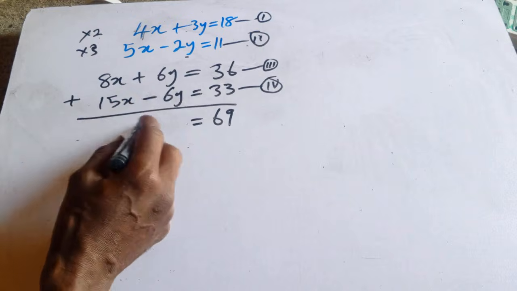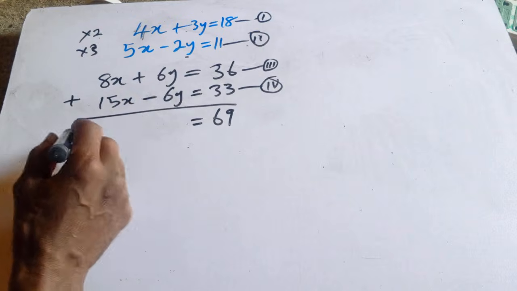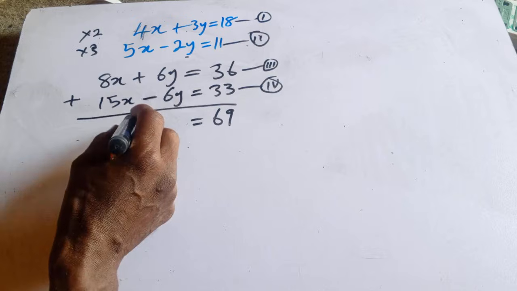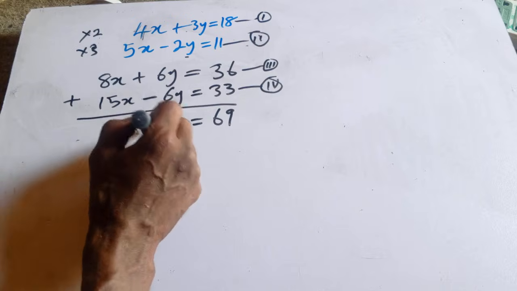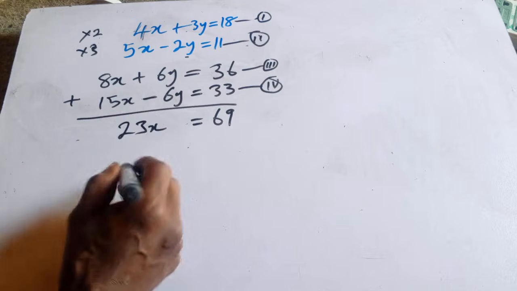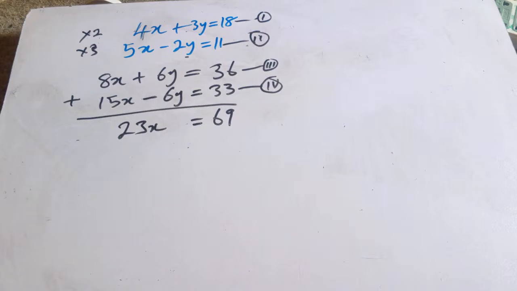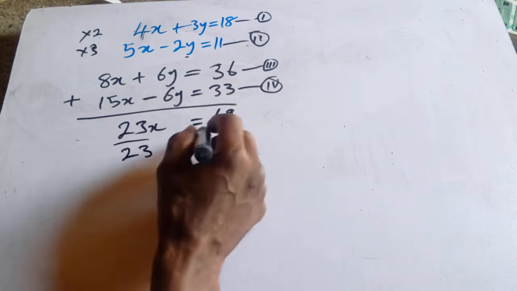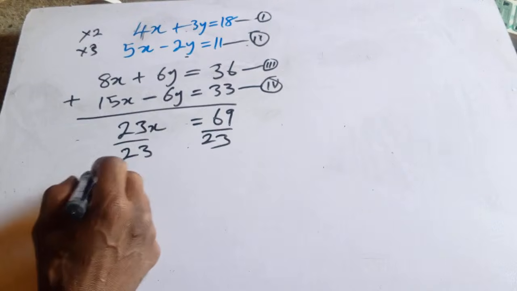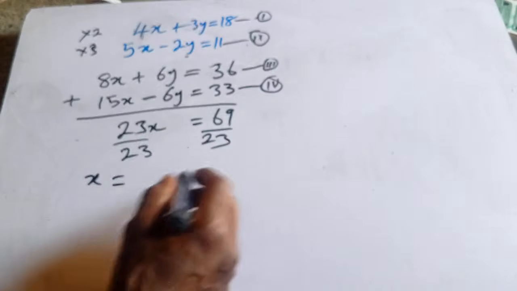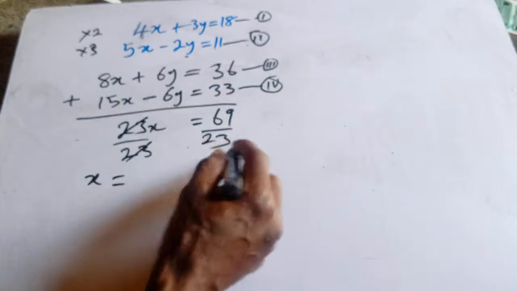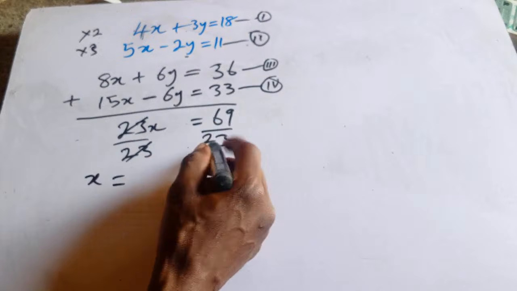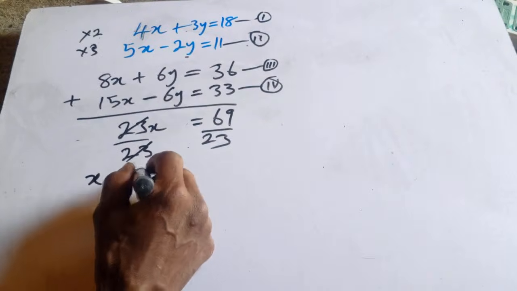8x plus 15x, here we can say we have 23x. Then since we get 23x is equal to 69, we're going to divide both sides by 23. Then we get the value of x as there. Cancel here. 69 divided by 23, x is equal to 3.